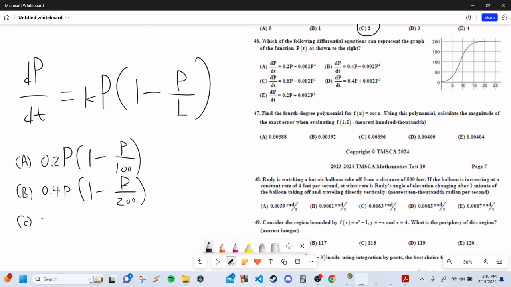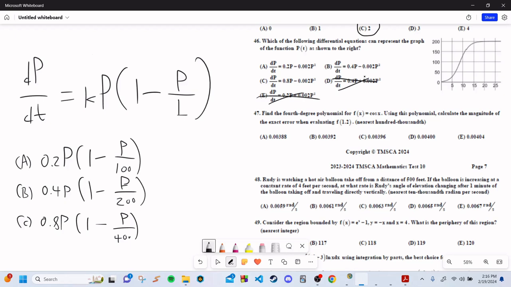C is going to be 0.8p times 1 minus p over 400. D. Okay, I'm not even going to factor D and E because you see how they have a positive sign here? That's not allowed. So these you can automatically cross out. There has to be this negative sign.